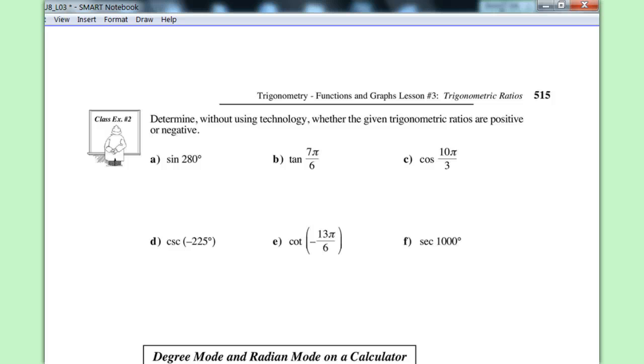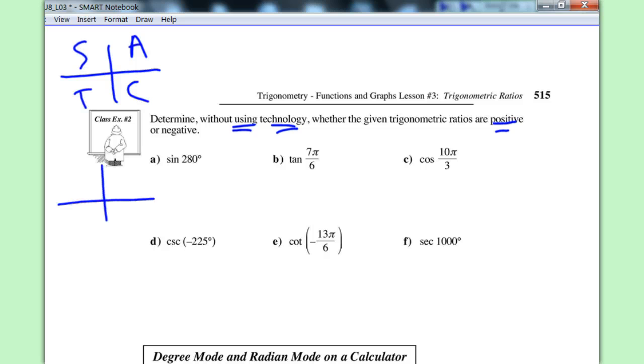So now, if I go to this, it said determine without technology. So don't put this in your calculator, whether they're positive or negative. So you're really just using the CAST rule. And this is not something memorized, but you do have to know what they look like. 280 degrees, well, I know that that's in quadrant 4. And that's definitely going to be where cosine's positive, so sine would definitely be negative.